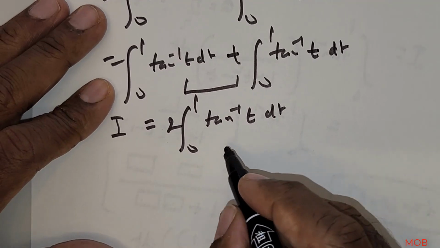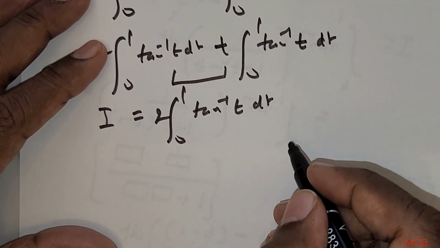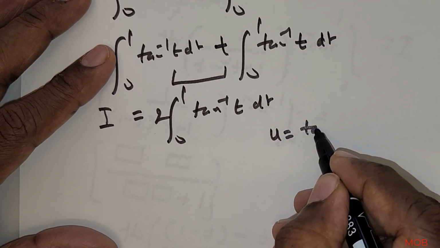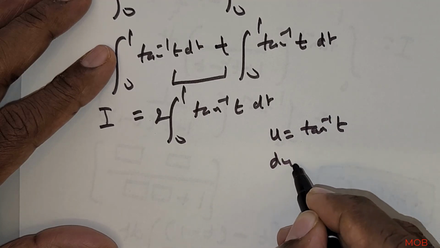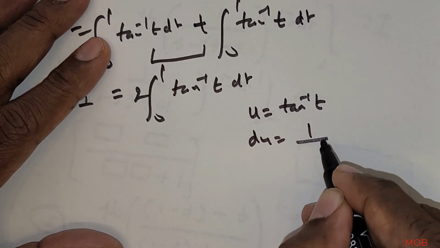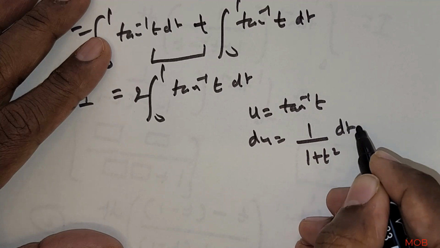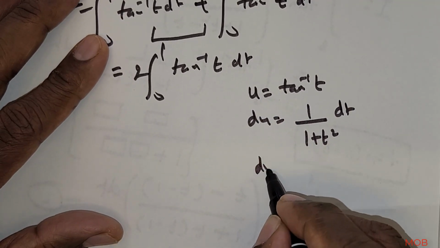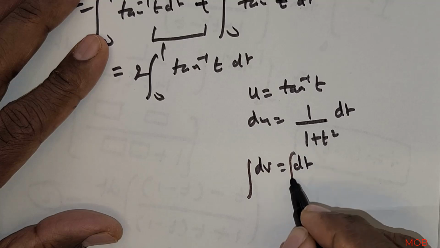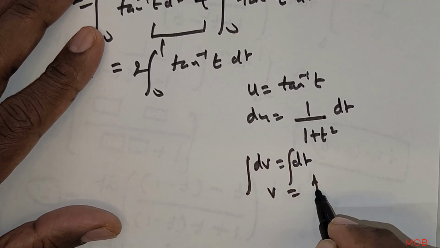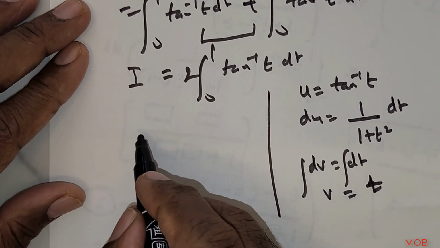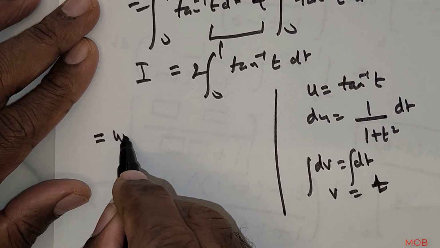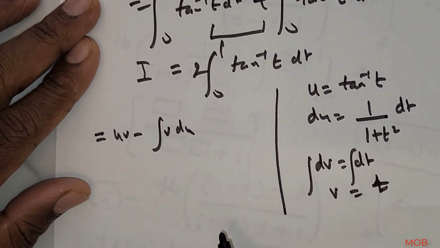So now, excuse me, we will have to use integration by parts. So I will take u as tan inverse of t. Now du is equal to 1 over 1 positive t squared times the dt. That's the differentiation. Now dv is equal to dt, so v is going to be t. So what is the formula for integration by parts? uv negative integral v du, isn't it?